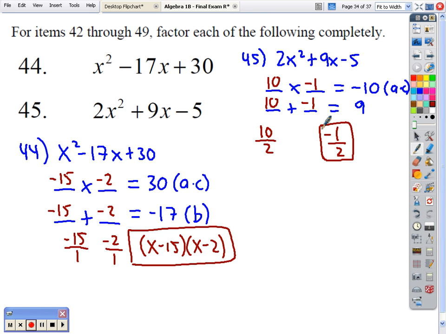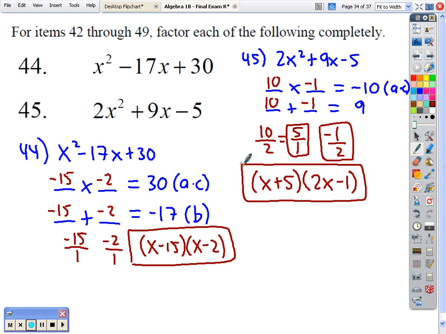Okay? I boxed the negative 1 over 2 because that is simplified, but 10 over 2 simplifies to 5 over 1. So my answers here are going to be x plus 5, and then the answer here is going to be actually 2x minus 1 with the 2 in the bottom and the negative 1 in the numerator. Okay? We're actually going to stop here on this video, so this video is only going to go up to 45.